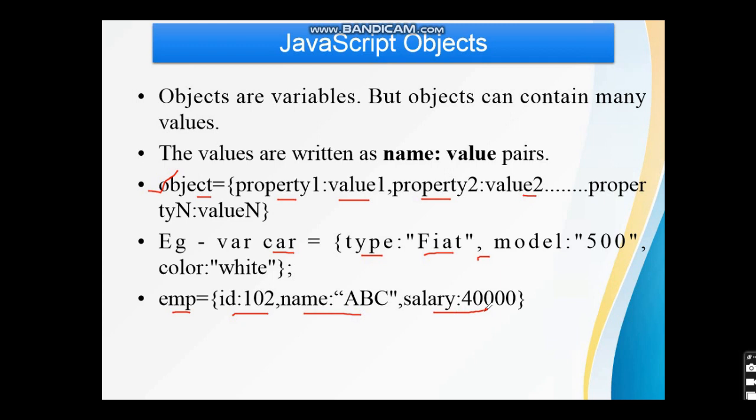Is it okay to everyone? So basically objects are again variables, but here we can say the object may contain many values. So here you can see the example. What is the meaning of many values?